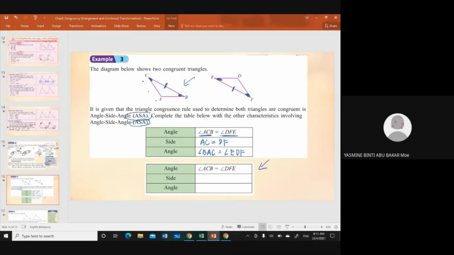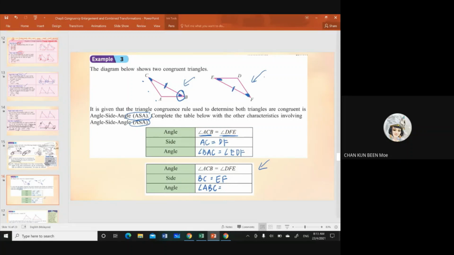What is the name? Correct, BC. BC is equal to what on the second diagram? EF. Yes, EF, correct. Now we refer to the angle, this one. Okay, what is the name of that angle? ABC. Very good, angle ABC.